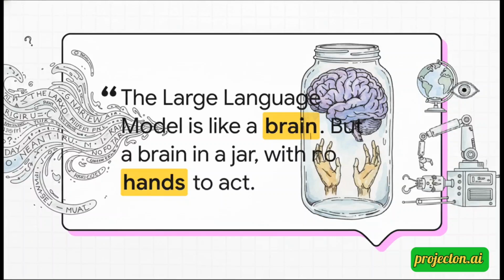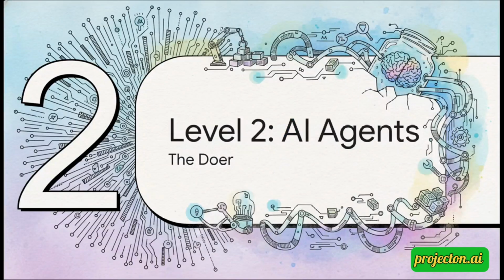And this is the absolute perfect way to picture it. The LLM is this incredible, brilliant brain, stuffed with knowledge. But all by itself, it really is just a brain in a jar. It can think and it can write, but it has no eyes to see what's happening right now, and no hands to actually do anything about it. So what do we do? We level up.